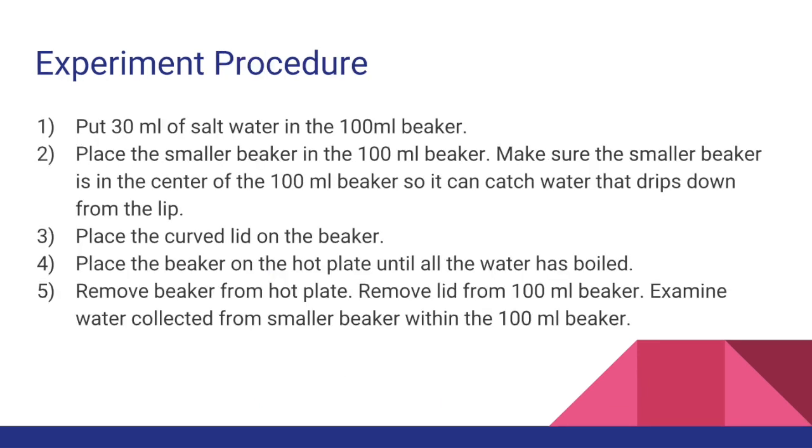Experiment procedure. Put 30 milliliters of salt water in the 100 milliliter beaker. Place the smaller beaker in the 100 milliliter beaker. Make sure the smaller beaker is in the center of the 100 milliliter beaker so it can catch water that drips down from the lid. Place the curved lid on the beaker.